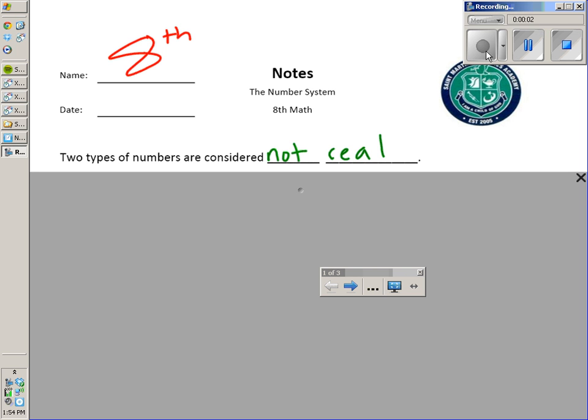Good afternoon, 8th grade. This is our notes on the number system. It's going to be page 15 in your notes.